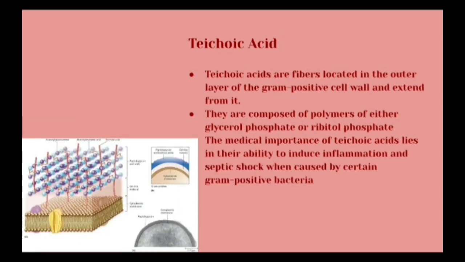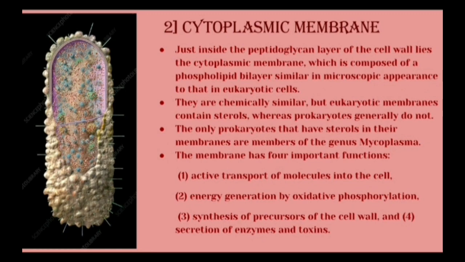Moving to the next type, which is teichoic acid. These are fibers located in the outer layer of the gram positive cell wall, and they are composed of polymers with either glycerol phosphate or ribitol phosphate. The medical importance of teichoic acid is that it induces inflammation and septic shock. It is caused by certain gram positive bacteria. So that covers the cell wall.